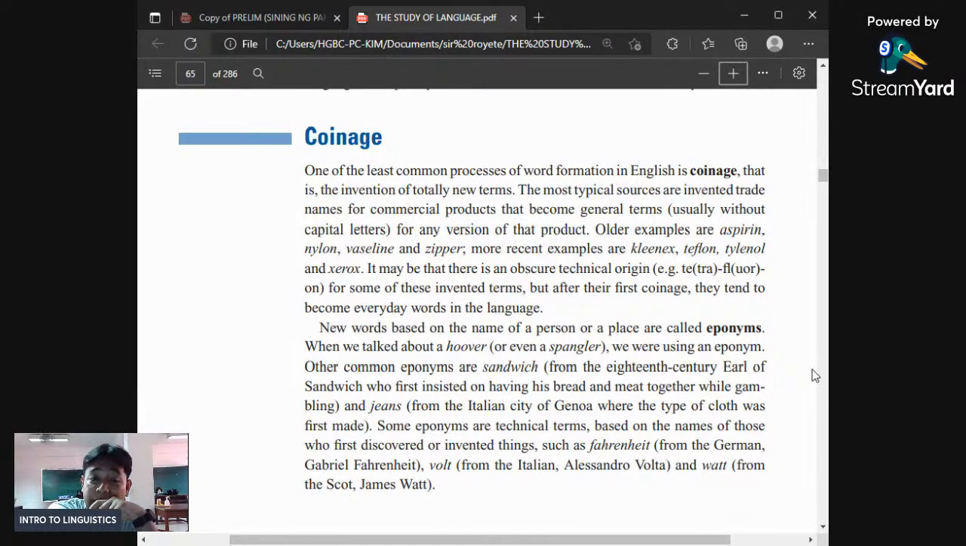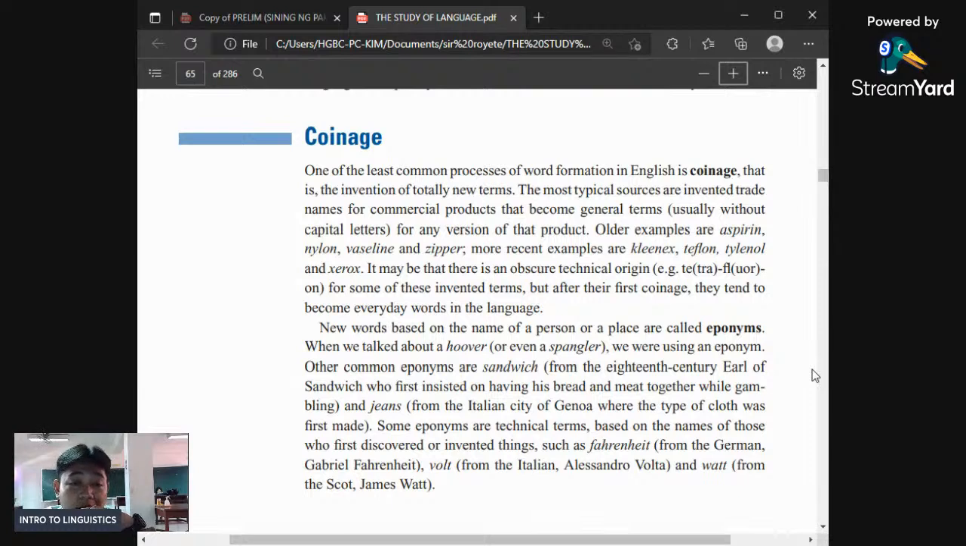So, another term related to coinage, when we base a word on the name of a person or a place, is eponym. So when we base the word on the name of a person or a place, it is called eponyms. For example, yung Hoover, yung electric suction sweeper, or yung vacuum cleaner, di ba? Hoover. Ito ay eponym. We also have sandwich from the 18th century, Earl of Sandwich, who insisted on having his bread and meat together while gambling. Sandwich. We also have jeans. Jeans come from the Italian city of Genoa, where the prototype fabric was first made.